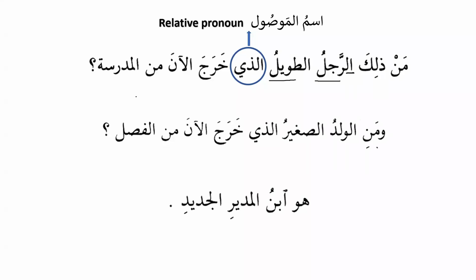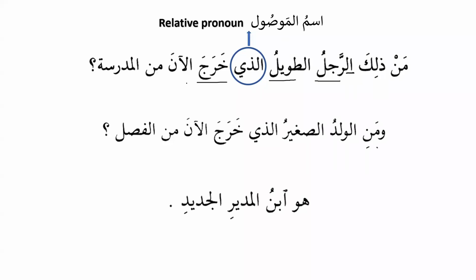And one more thing that we need to know, that after alladhi we will always have either a verbal sentence. For example, kharaja is a verbal sentence that starts with a verb, or we will have a nominal sentence that starts with a noun, or we can have jar majroor. So after alladhi we will have either verbal sentence that starts with the verb, as we can see over here, kharaja al-ana. So this is a verbal sentence. Alladhi is not a conjunction. No, it is a relative pronoun, ismul mawsul.